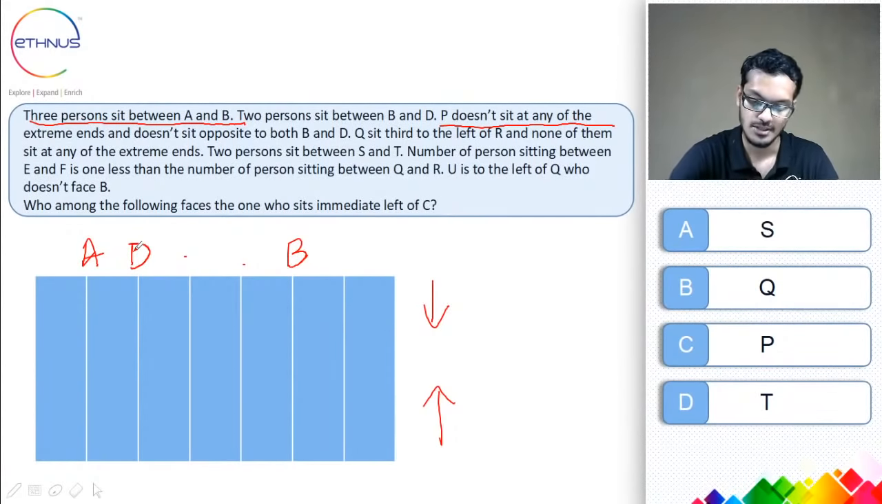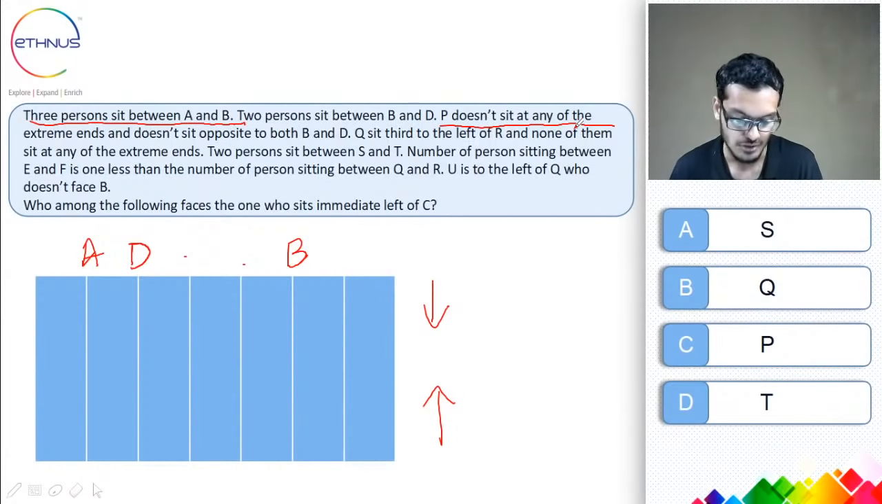You can see here, Q sits third to the left of R, but we don't have any relation between them, and none of them sits at any extreme end. That means at the extreme ends, you won't find Q as well as R. So definitely they should be below, and Q and R should be in the second row.